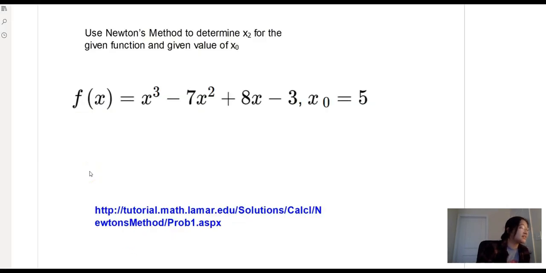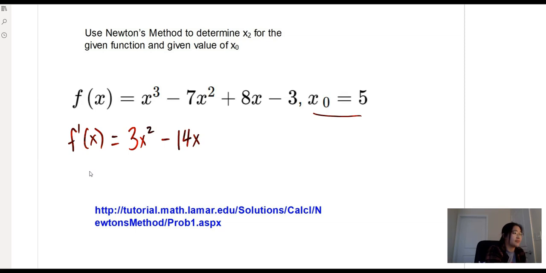Alright, so let's do this one last example. We need to use Newton-Raphson's method to determine x sub 2 for the given function and the given value of x naught. So our initial guess here is x naught equals 5. And we have this cube thingy. So let's take our derivative. This is just a pretty straightforward power rule, which is pretty nice. We got 3x squared minus 14x plus 8. And then the derivative of -3 is just 0, so we don't have to do anything there.